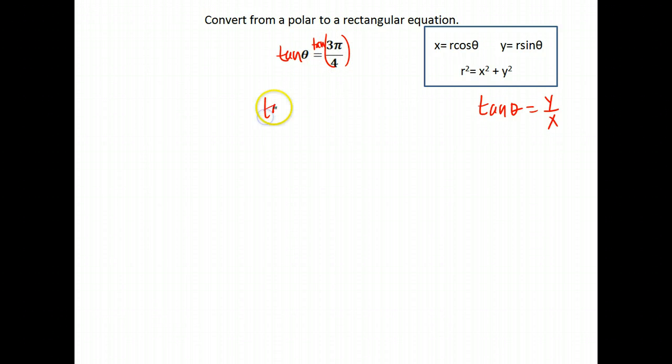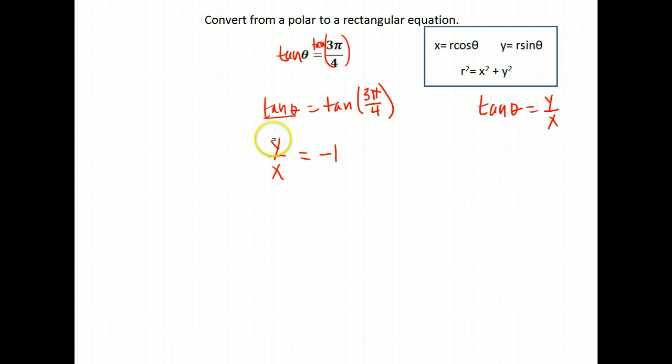Then I would have the tangent of theta is equal to the tangent of 3 pi over 4. And now I can substitute. It's okay to just take the tangent of both sides. On this side, I know that tangent theta is equivalent to y over x. Over here, I just do the tangent of 3 pi over 4. The tangent of 3 pi over 4 is -1.